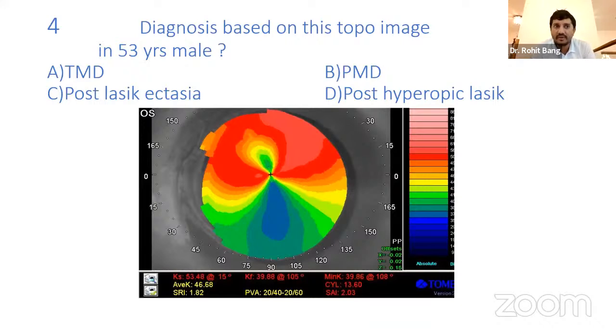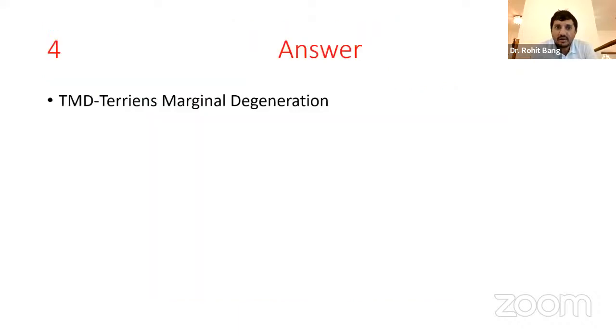Whether it's TMD or Terrien's marginal degeneration, whether it's PMD or pellucid marginal degeneration, whether it's post-LASIK ectasia or it is a post-hyperopic LASIK topographic picture. 53 years old male. Again, 53 years and male. These are two clues that you can guess. PMD is very common in females, although it can also be seen in males. So the answer is TMD or Terrien's marginal degeneration.